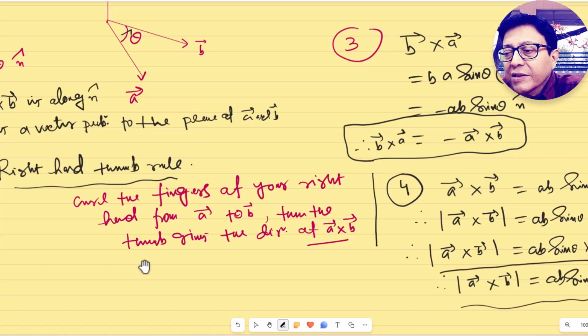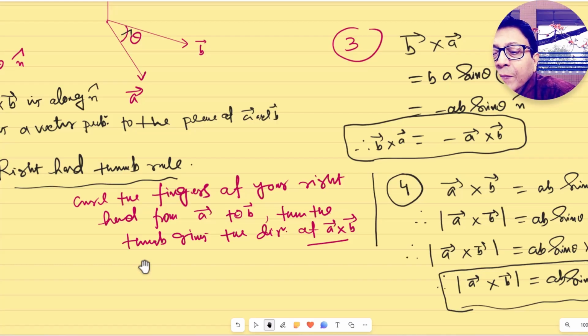AB sin theta n cap. So mod A cross B will be what? AB sin theta mod n cap. Therefore, A cross B will be AB sin theta into n.